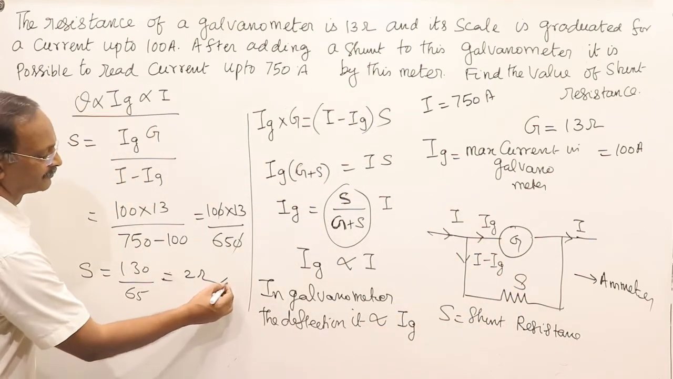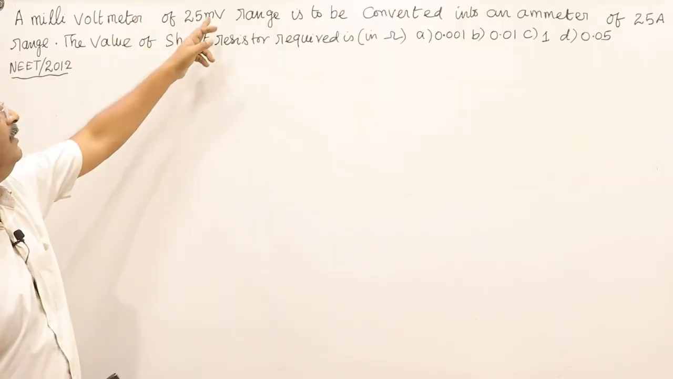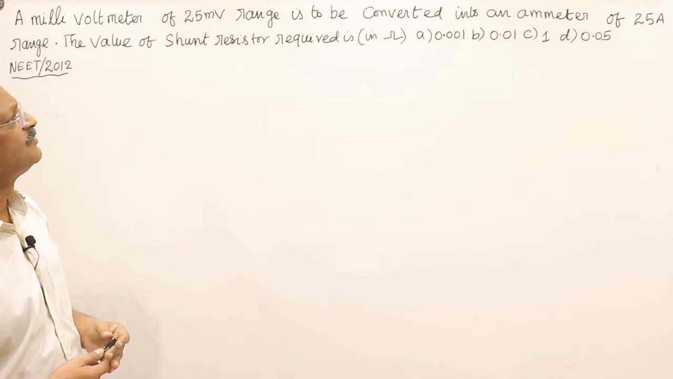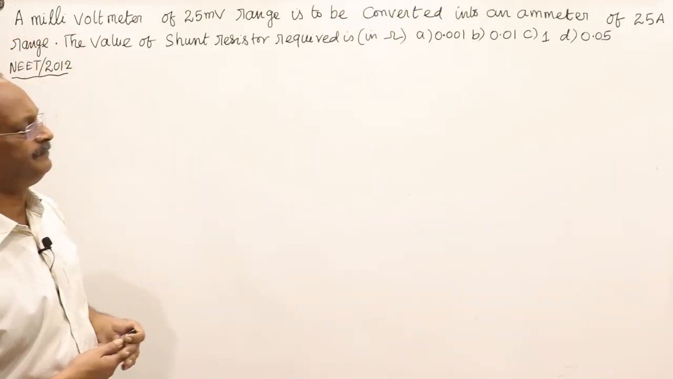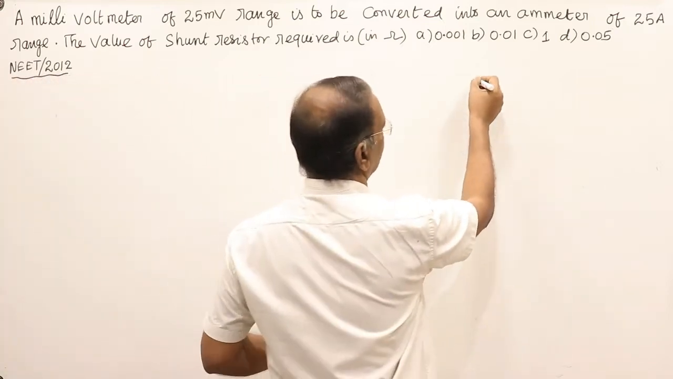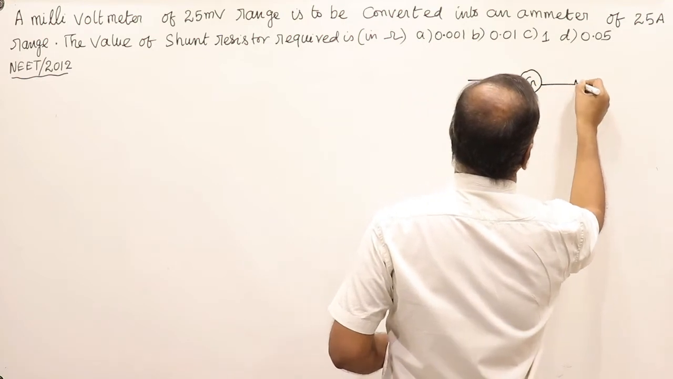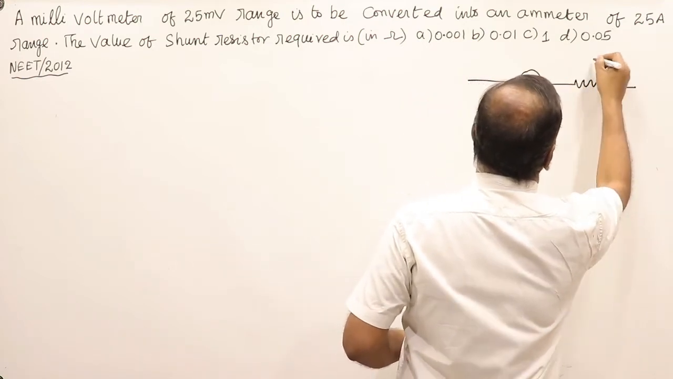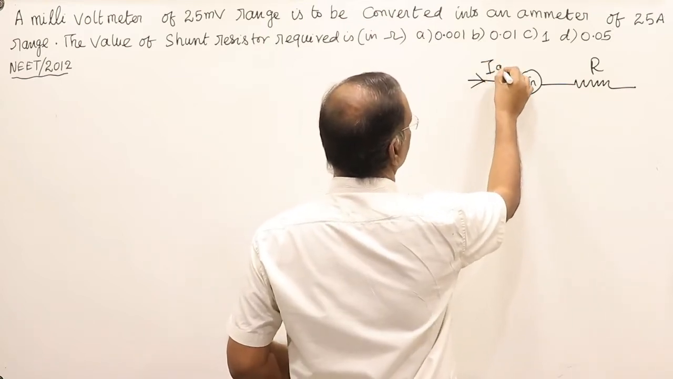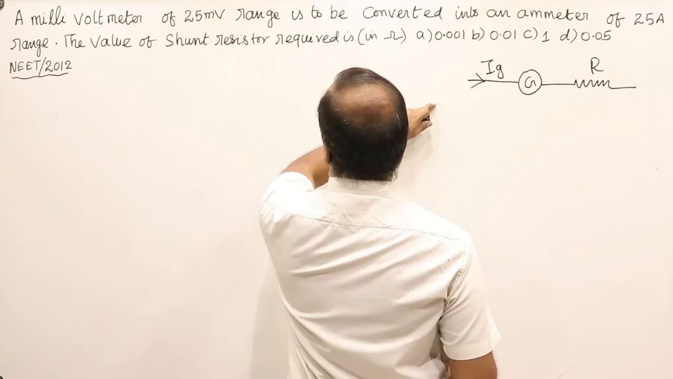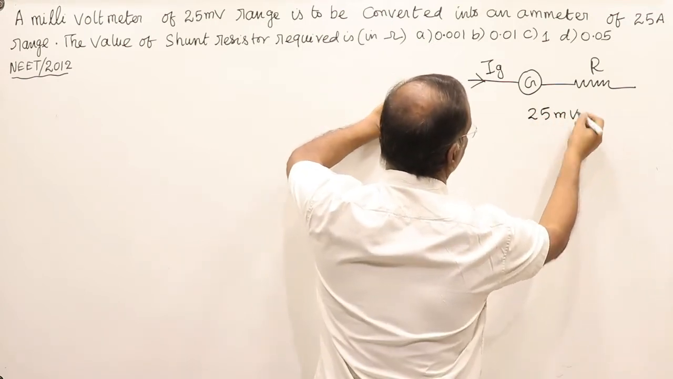A millivoltmeter of 25 millivolt range is to be converted into an ammeter of 25 ampere range. First of all, let us see, this is the voltmeter. It means it will have a galvanometer G and a series resistance. This is the galvanometer, Ig is flowing. So this is the arrangement of a voltmeter whose range is 25 millivolt.